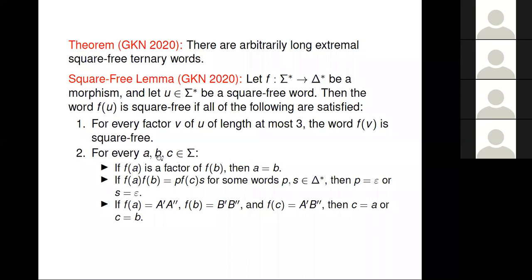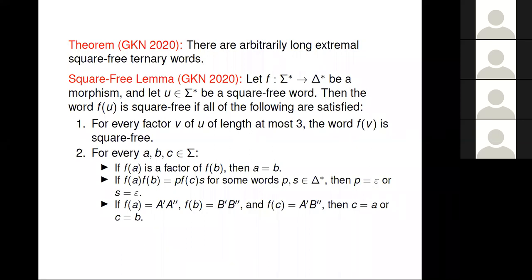Condition 2 is all about conditions on the images of letters, so they have to be well behaved. If you give these a read, you'll recognize some of them. And then the first condition just says that every factor of the word U of length at most 3 has a square-free image under F. So basically, all you have to do is check a bunch of conditions on the images of letters and check that the image of every factor of length 3 is square-free.